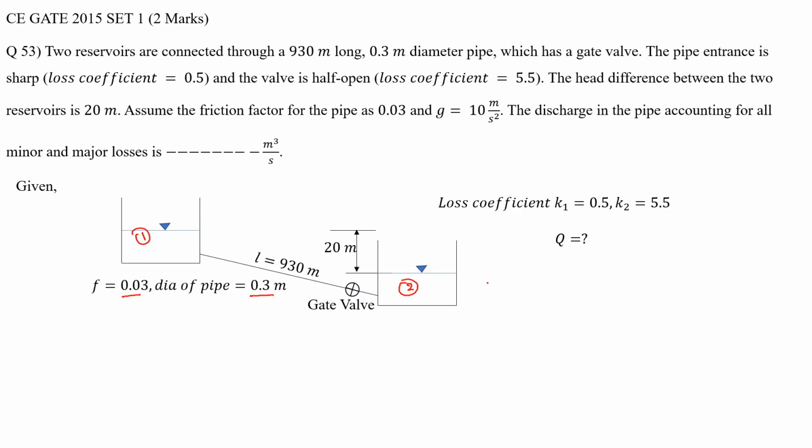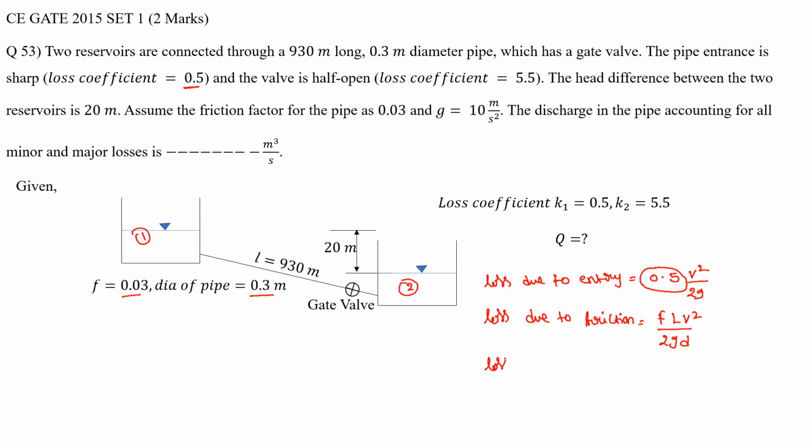So, can you tell me what is the formula for loss due to entry? 0.5 V square by 2g. Even we know this 0.5. Additionally, in the question they have given the loss coefficient as 0.5 also. Okay, that also you can observe. And loss due to friction: f L V square by 2 g D. Correct. Good.